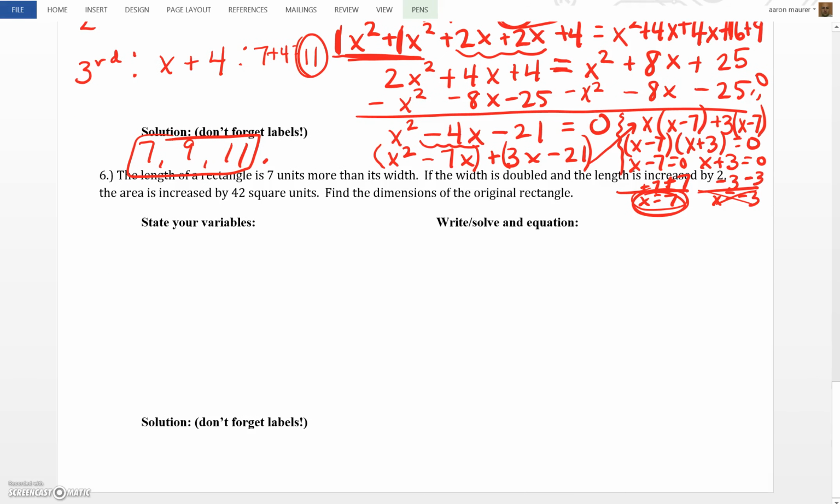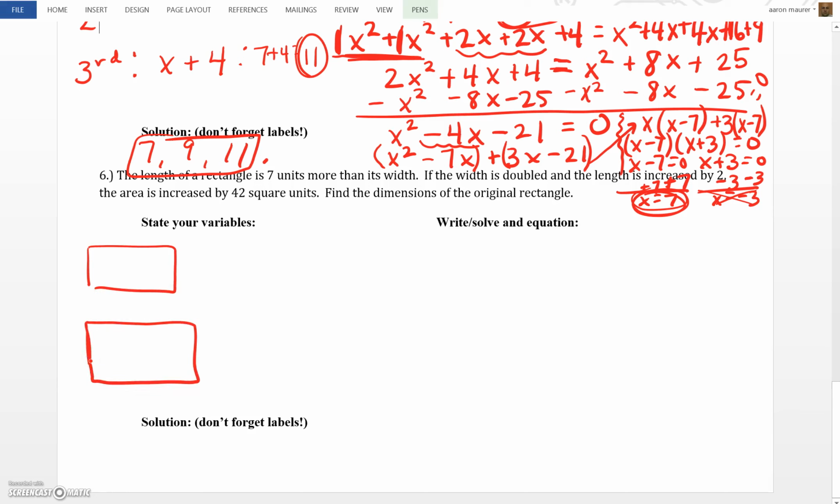Okay, let's move on then to look at number 6. So it says the length of a rectangle is 7 units more than its width. If the width is doubled and the length is increased by 2, the area is increased by 42 square units. Find the dimensions of the original rectangle. So really what we're talking about here is two different rectangles. So let's just draw out two rectangles so we can see them.